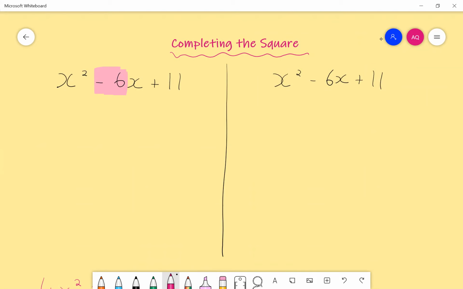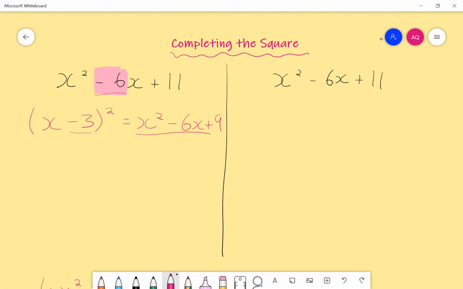In the first one, what I'm going to do is look at half of the x coefficient, which will be minus 3. I'm going to look at squaring out x minus 3 squared. I'm choosing minus 3 because it's half of minus 6. Now, this line is not equal to the above line, so I've not put in an equal sign. This would be equal to x squared minus 3x minus 3x, which is minus 6x plus 9.